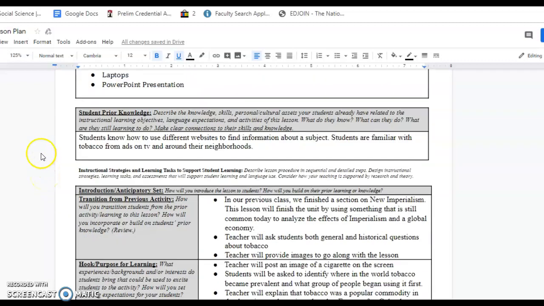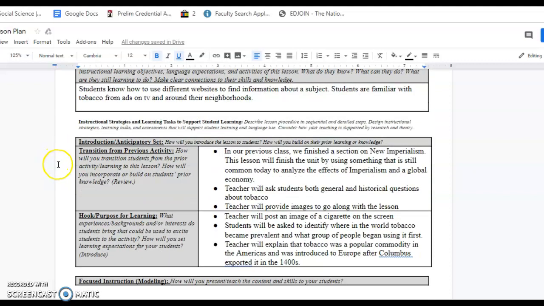All right, so the prior knowledge, we decided to talk about how students are familiar with doing research through websites, so that's going to be a familiar aspect for them. And also tobacco use, as seen on TV, on ads, and maybe in stores around their neighborhood. So they're already exposed to tobacco in general.